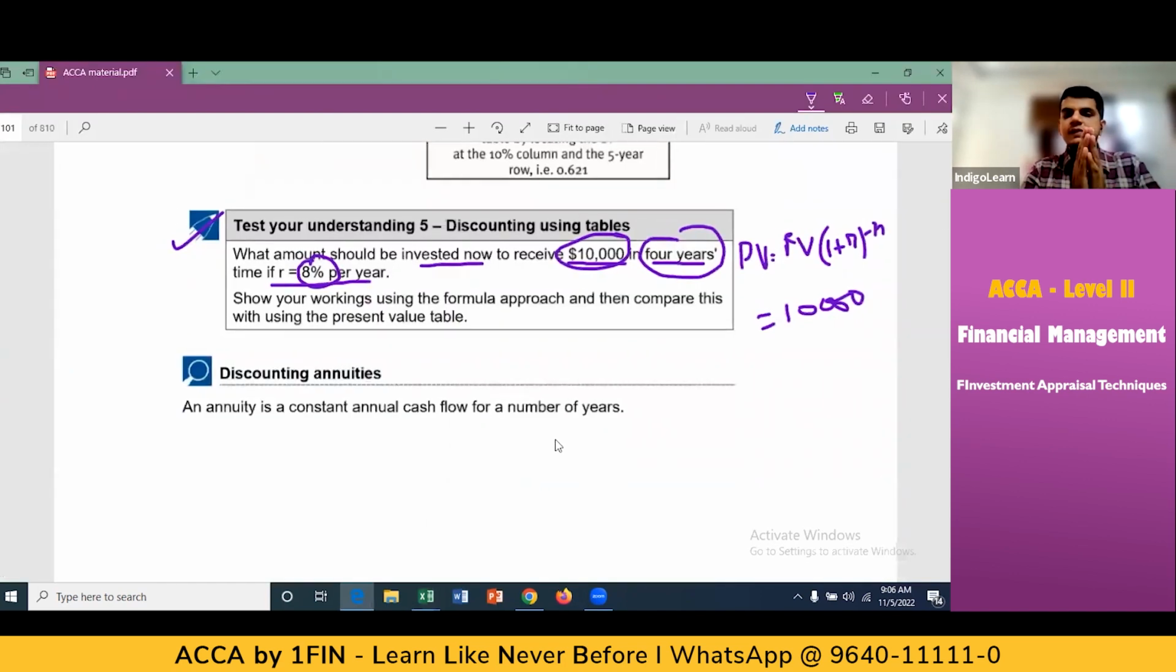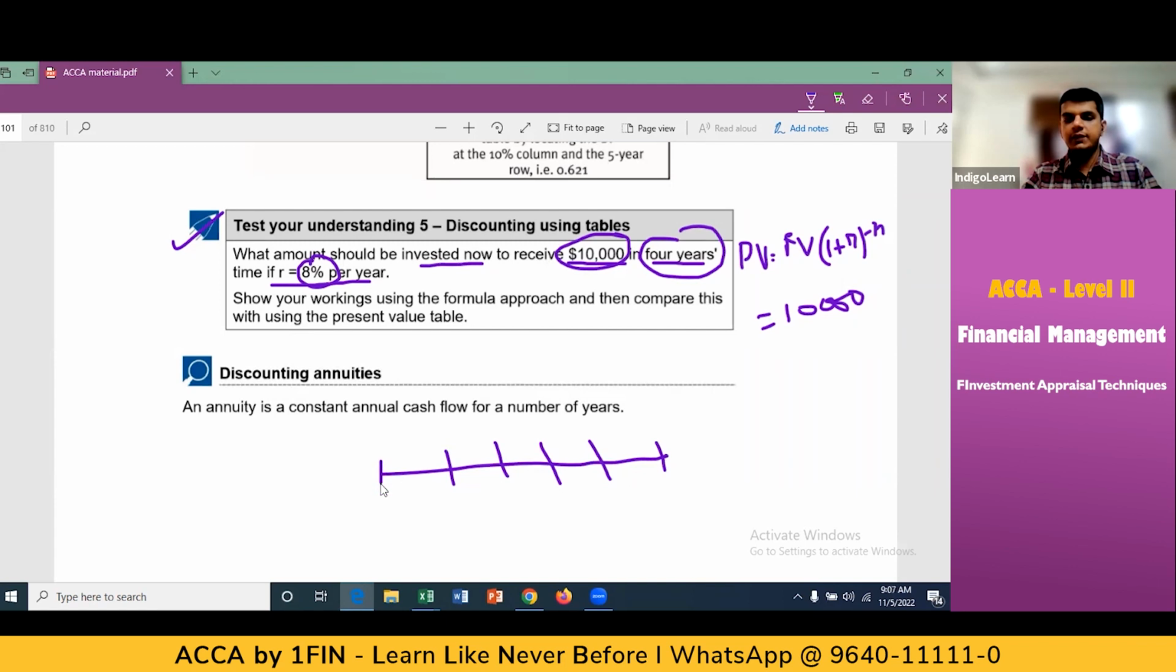Now, this was the single bullet payment that you received after 4 years, and for that, I asked you what is the present value. Now, maybe the scenario is you will be receiving the same amount. Instead of one bullet payment, you have received 1,000 every year.